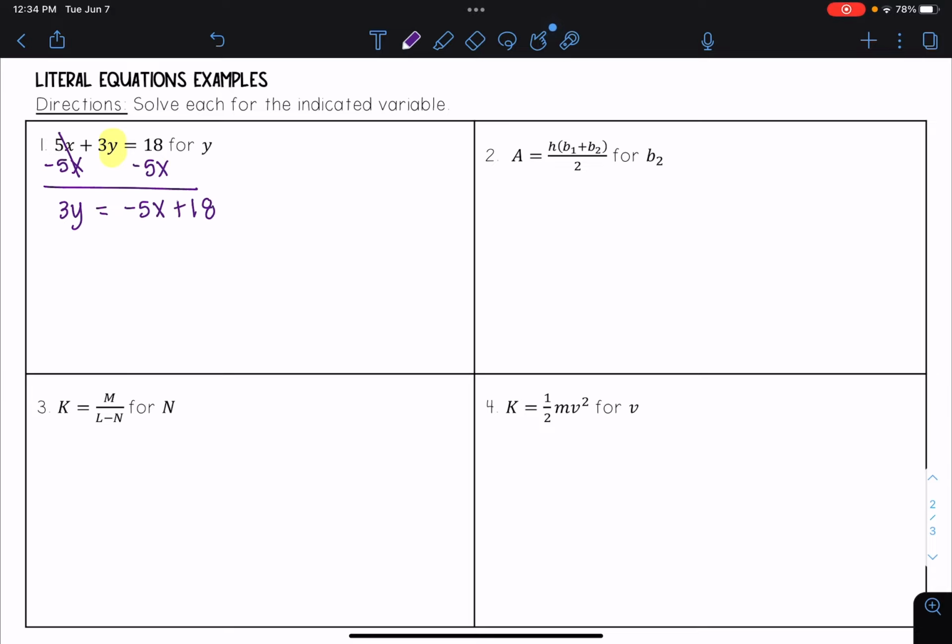You notice here I put my x term first. I would get in the habit of doing that because when we are graphing linear equations, we're going to want to have that x term first as well. And now to get rid of that 3 in front of y, I need to divide. Here, since I have multiple terms on the right-hand side, I'm going to be dividing every single term by 3. And so I get y is equal to negative 5/3 x plus 6.